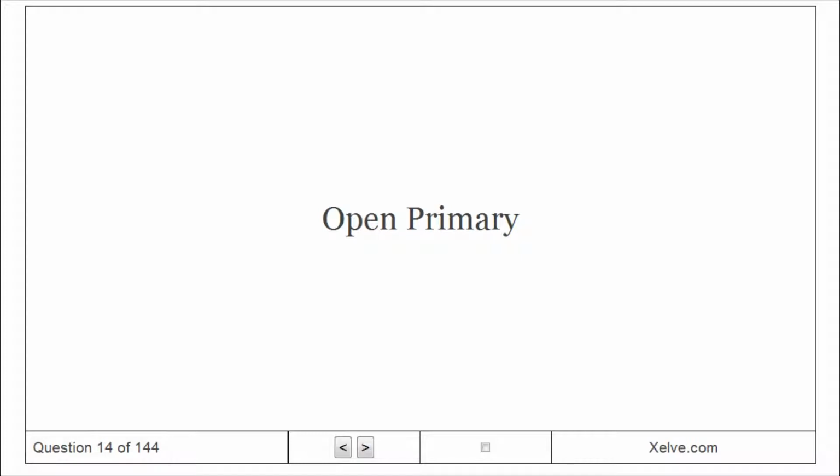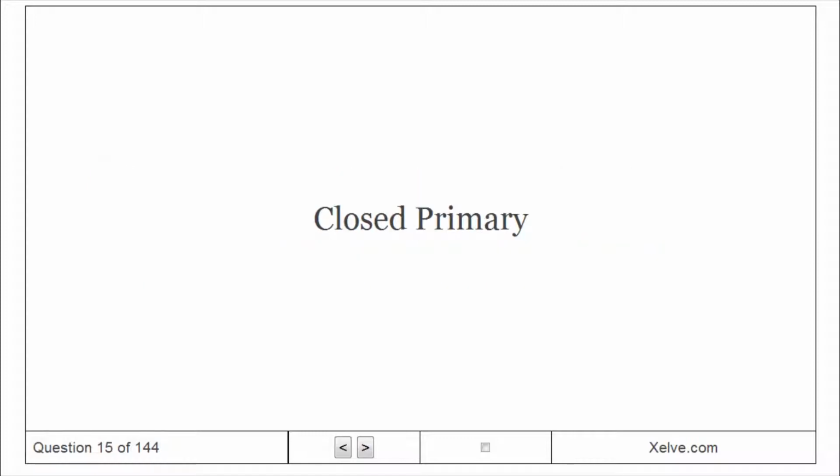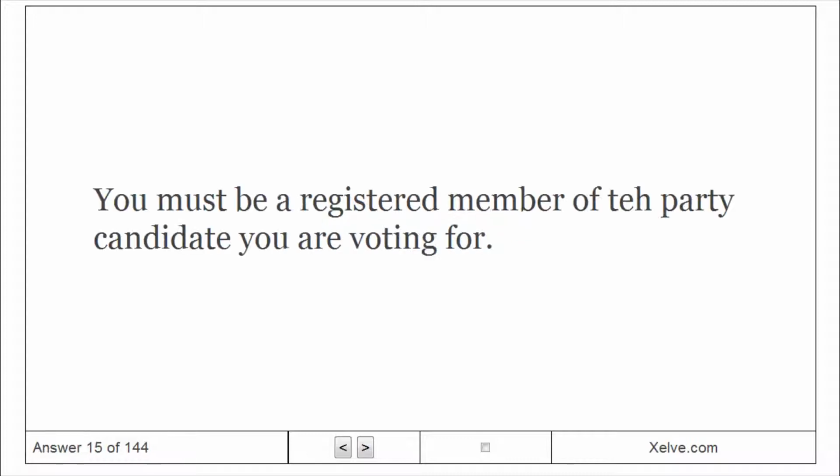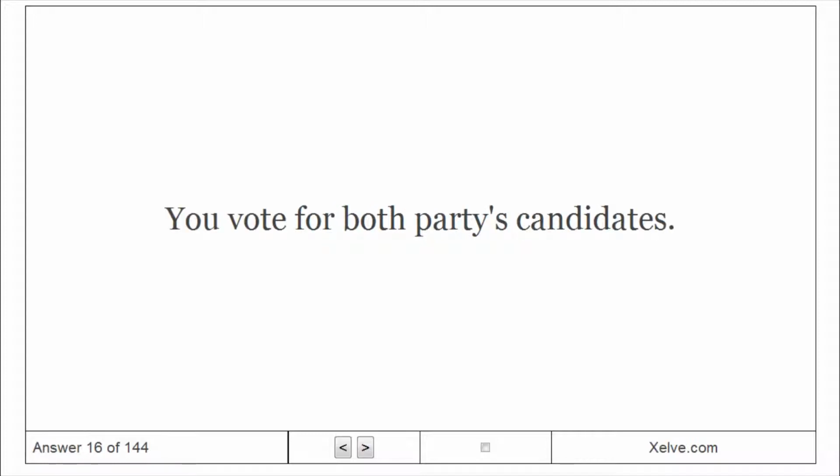Open primary. Primaries where the voters can pick which party to vote for. They do not have to be a registered Democrat or Republican. Closed primary. You must be a registered member of each party whose candidate you are voting for. Blanket primary. You vote for both parties' candidates.